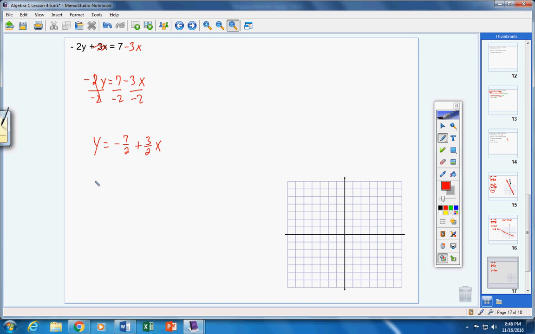And so what do we have? We have a slope that is what? Positive 3/2. And we have a y-intercept that is what? Negative 7/2. Got it? So step 1 is now done. Get y by itself. We've done that.